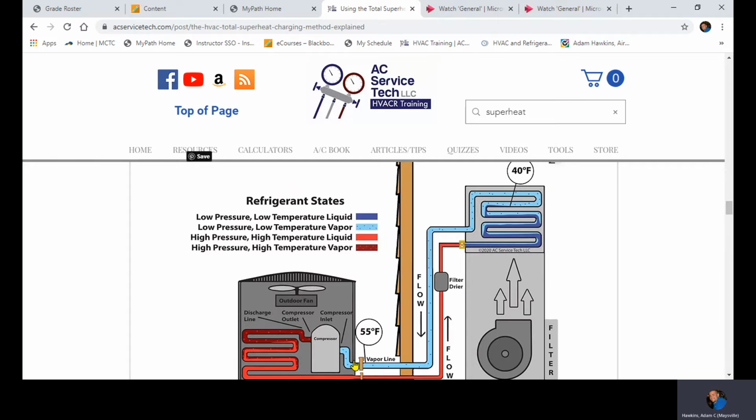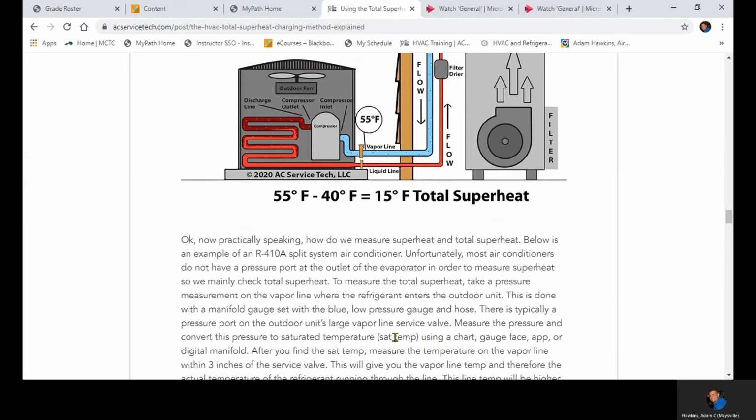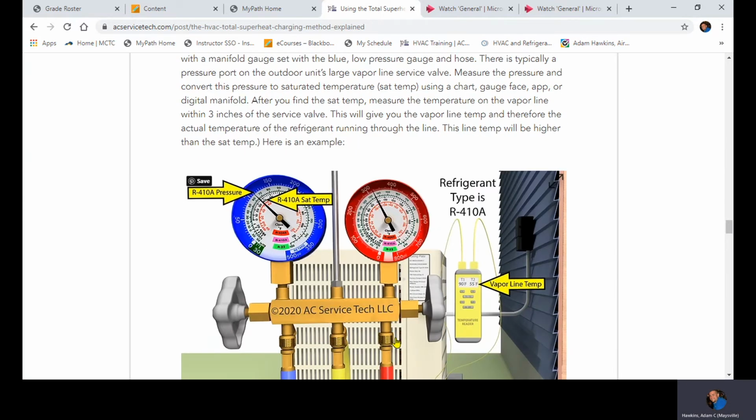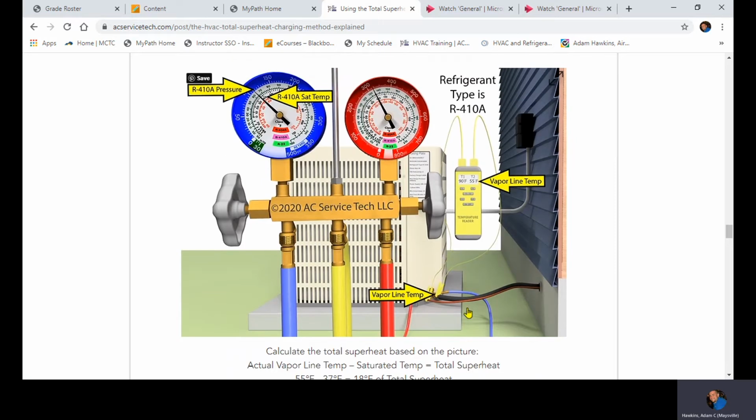1, 2, 3, 4, 5, 6, 7. Right? Just counting degrees of change beyond saturation. We take the line temp minus what our gauges told us. That tells us what our superheat is. So without getting too involved with what exactly that means or how we use that to diagnose, that's how you measure it.